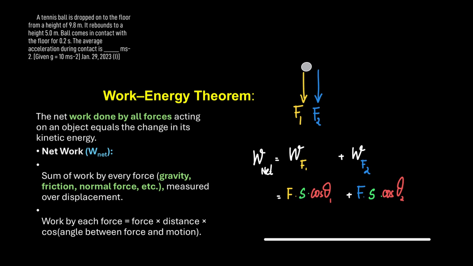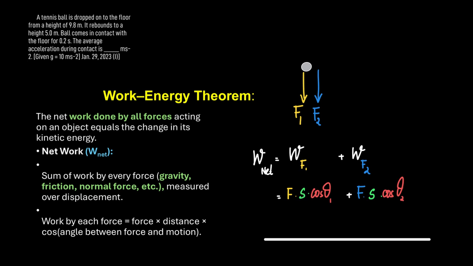So it is the sum of work done by all the forces. When we say all forces, it means work done by every force. One body may be acted upon by many forces, say gravity, friction, normal force. There can be many forces, each over its individual displacement. So work done by each force will be equal to force into distance, which is F dot S, which will be force into distance into cos of the angle between the force and the motion.